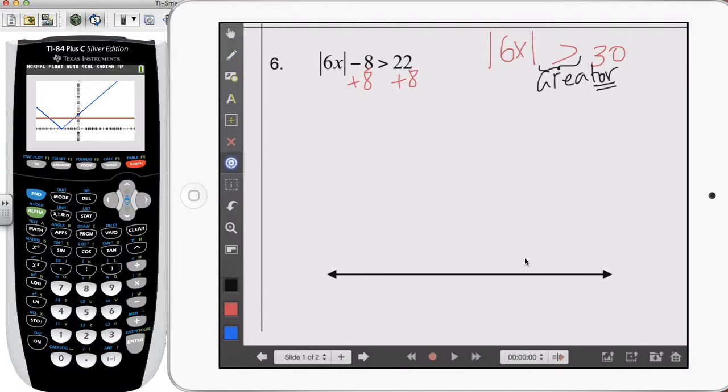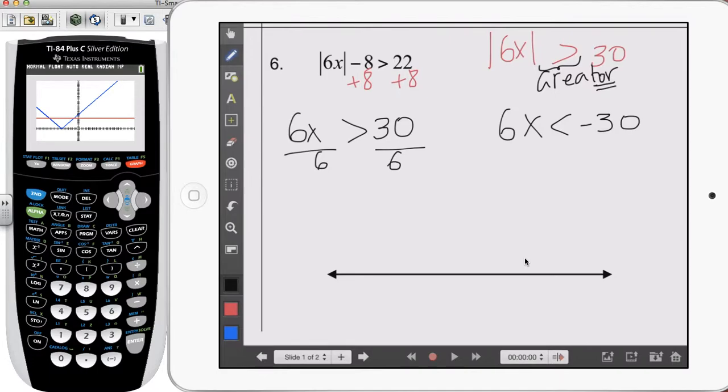The first one's going to be 6x greater than 30, exactly the same thing. And the other one's going to be the opposite. Okay? So you keep 6x. This is going to be shifted, and this is going to be also opposite. You solve each one separately. So divide by 6, divide by 6. x is greater than 5. Divide by 6, divide by 6. x is less than negative 5.